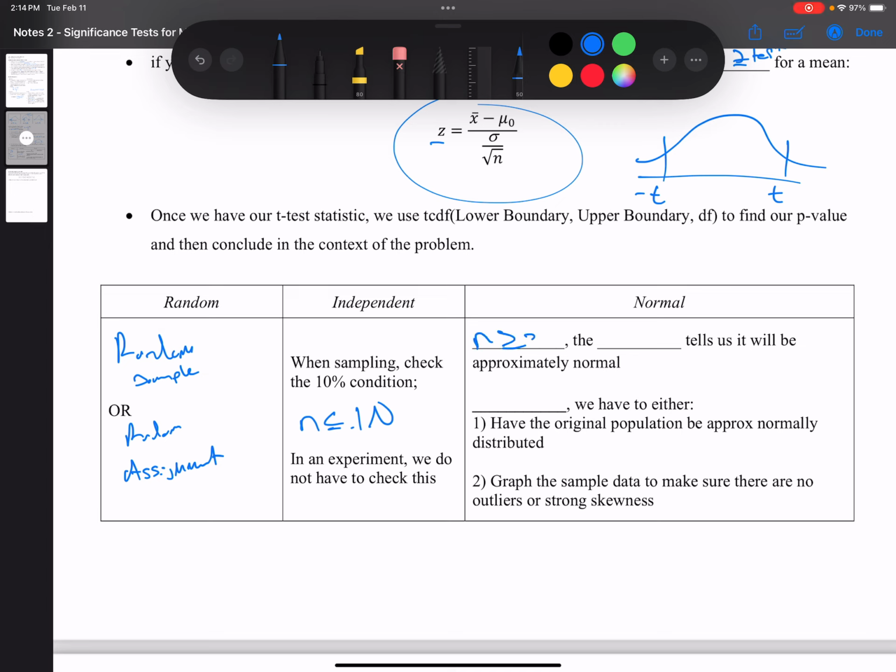So if n is greater than or equal to 30, then the central limit theorem tells us we're going to be normal. But if n is less than 30, we have a couple of options. We might be told the population is approximately normal, or we might have to graph our sample data to make sure there are no outliers or strong skewness. All right, so that's going to be it.